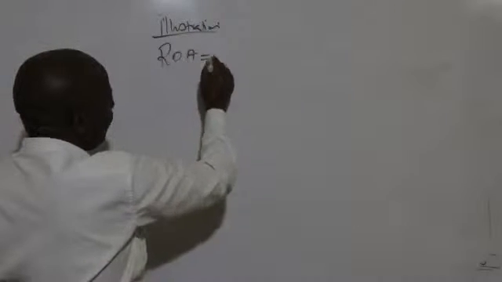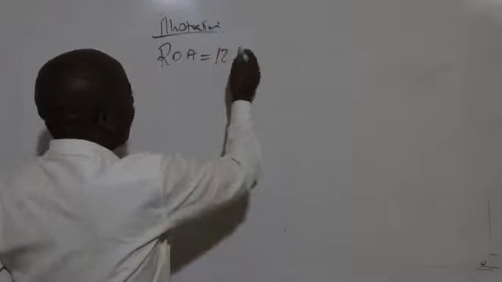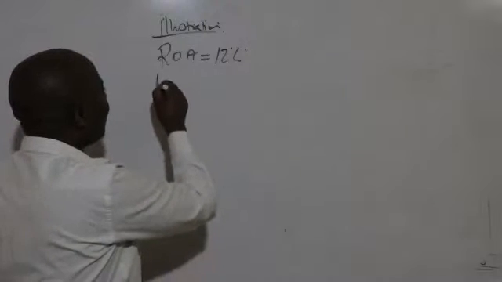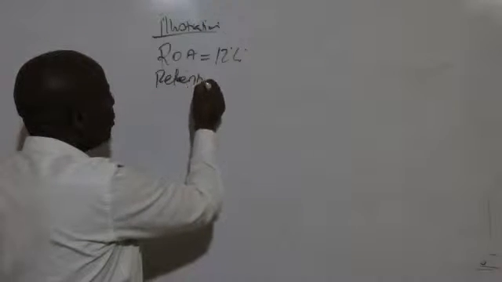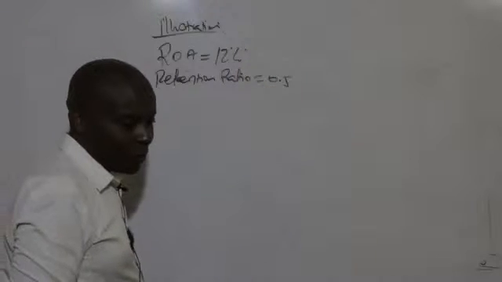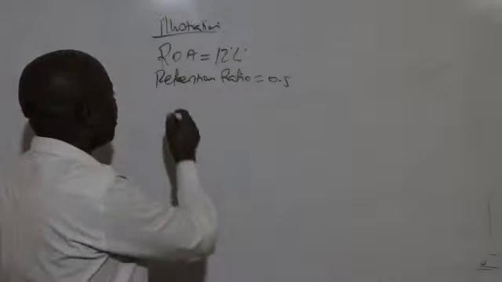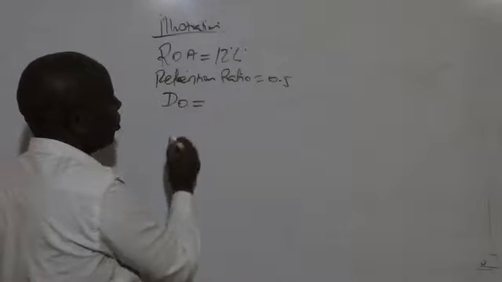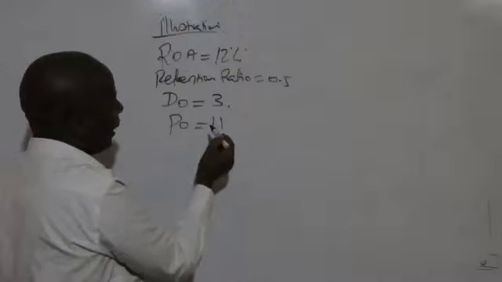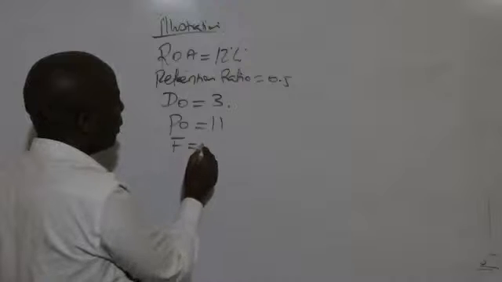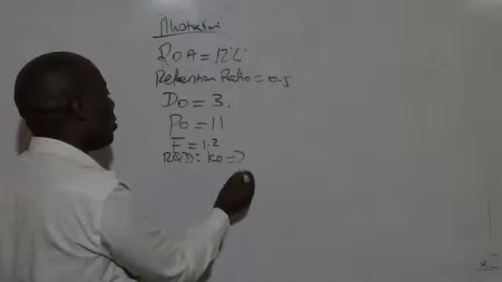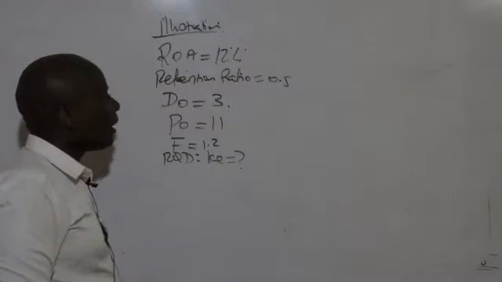We have what we call return on assets. Return on assets is 12%. And ladies and gentlemen, they have given us the retention ratio. The retention ratio is 0.5. And they have given us D0, which is 3. Then they have given us P0, which happens to be 11. Then they have given us flotation cost, which happens to be 1.2. And then they want us to determine cost of equity.